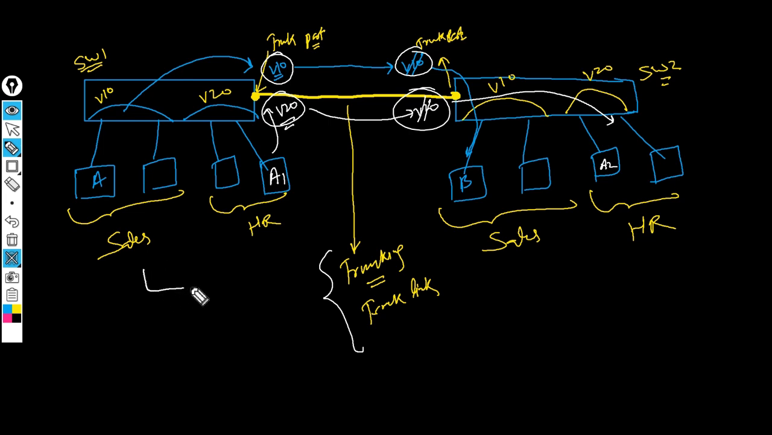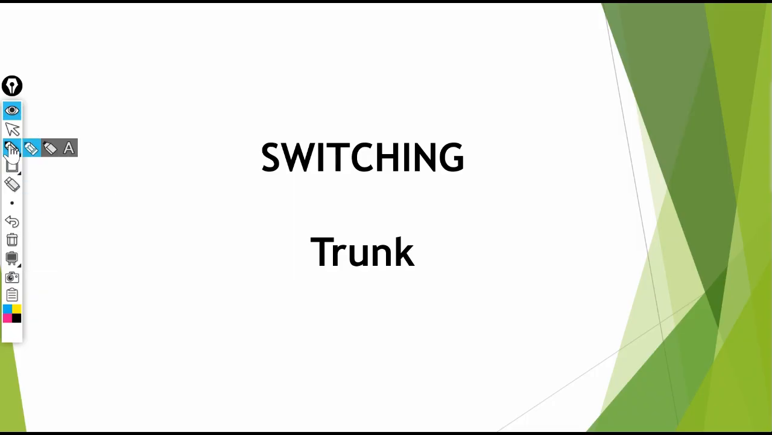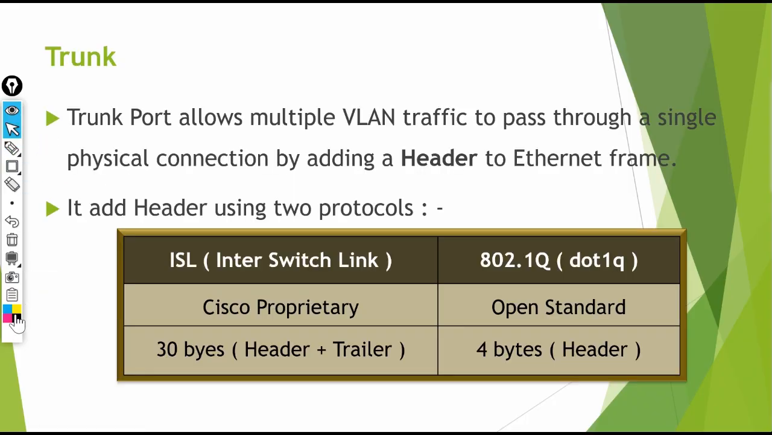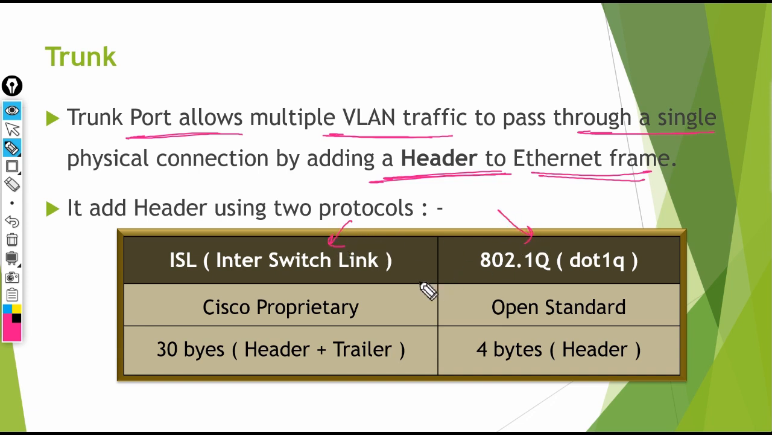Between the switches, if you want to have communications, you can make use of a trunk link, and we use the trunking protocols to have the communications. See this now. Read this. Trunk port allows multiple VLAN traffic to pass through a single physical connection by adding a header to the Ethernet frame. And there are two protocols: we have ISL and we have .1Q.